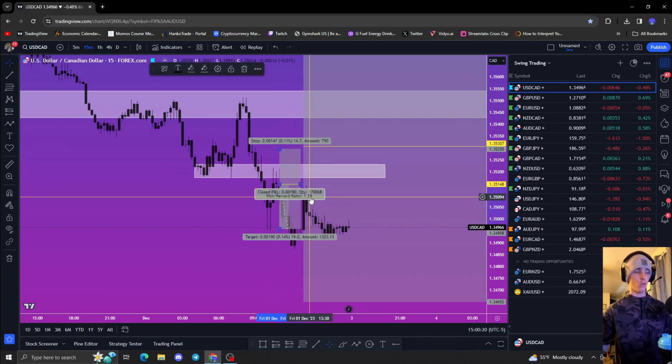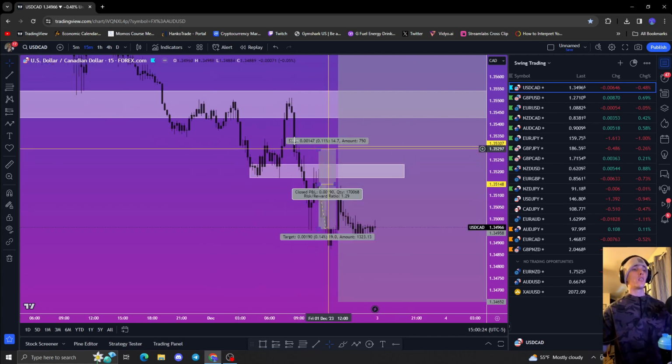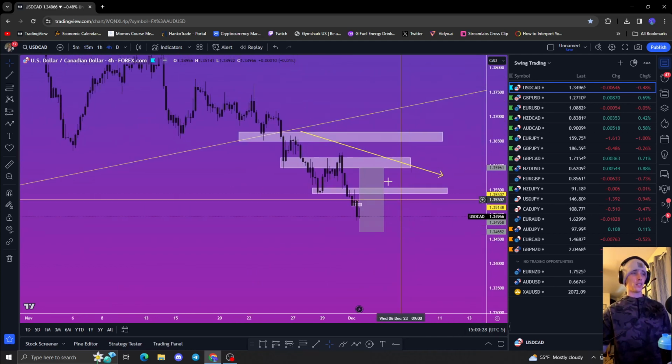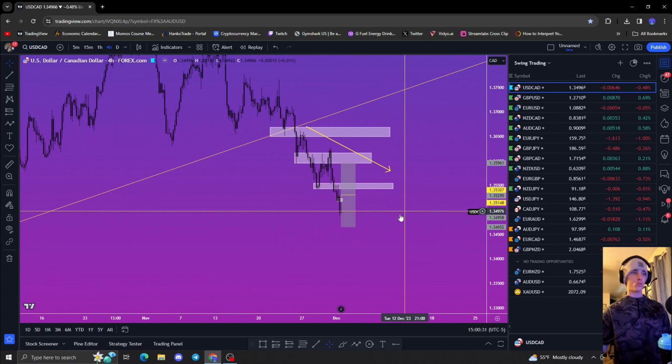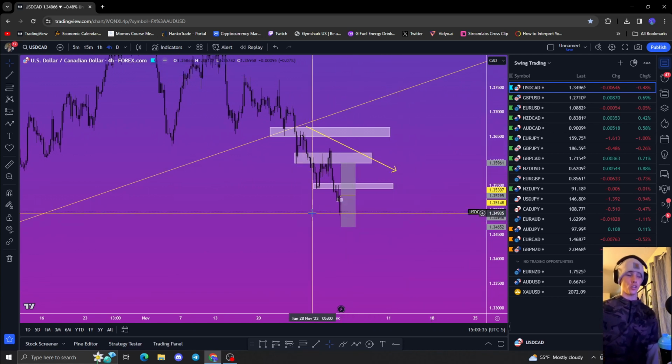Now, this is a little over a 1-to-1, but price still hit my target. So that was two trades on the same pair on different time frames. Just like that, everything is going down. Super simple trade. And we'll see if this ends up working out. It looks like it will.